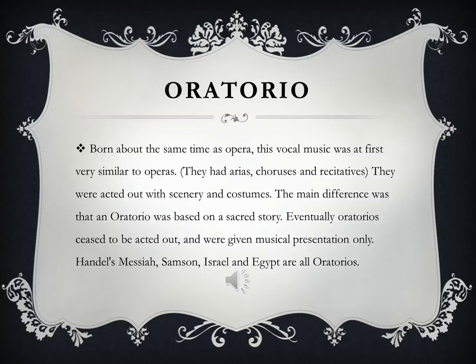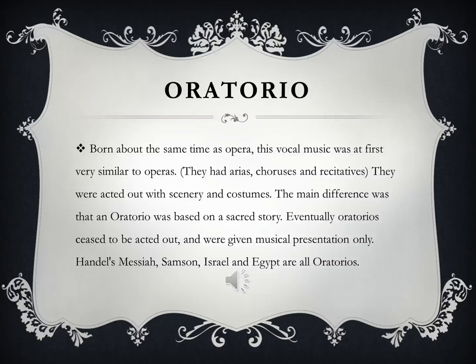The oratorio was another development in the Baroque era. It was born about the same time as opera. This vocal music was at first very similar to operas. They had arias, choruses, and recitatives. A recitative, remember, is like an introduction to a song. They were acted out with scenery and costumes.